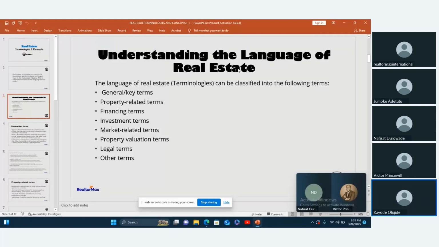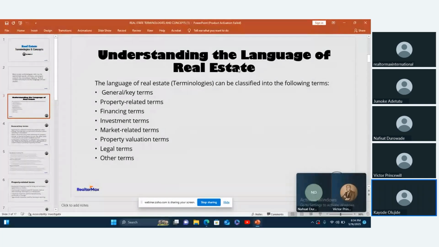So how can we understand the language of real estate? The language of real estate, that is terminologies, can be classified into the following terms. To make it easier for us, we have grouped the jargons into these terms. We have the general terms or key terms. Then we have the property-related terms. We have financing terms, investment terms, market-related terms, property valuation terms, legal terms, and other terms.